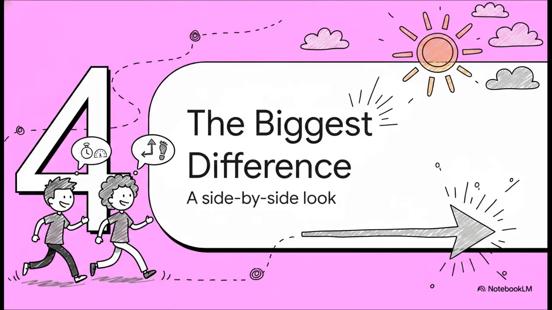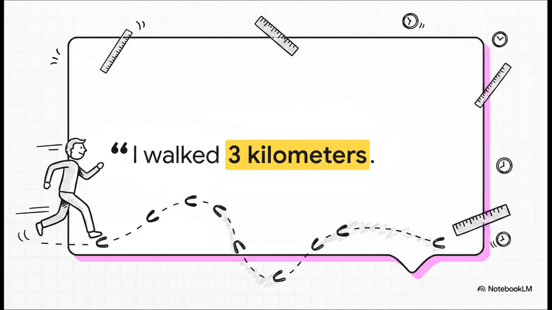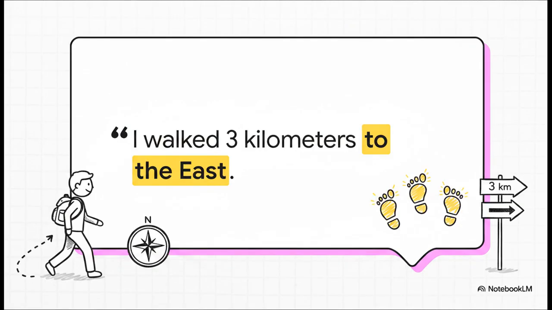To really nail this down, let's check out a quick story with 2 friends, Ali and Ahmed. Imagine they both go for a walk. Okay, so first, Ali comes back. He says, "I walked 3 kilometers." Simple enough. It's a clear statement about the distance he covered. And then Ahmed comes back, and he says, "I walked 3 kilometers to the east." See that? His statement has that one little extra piece of information.